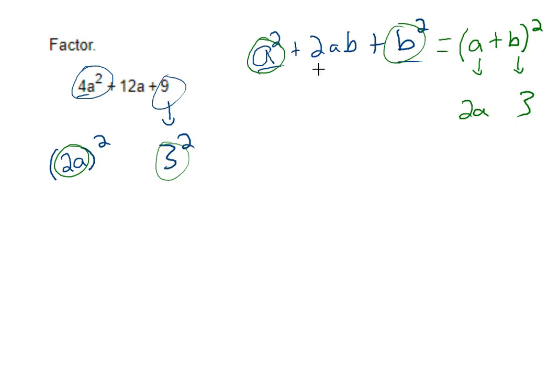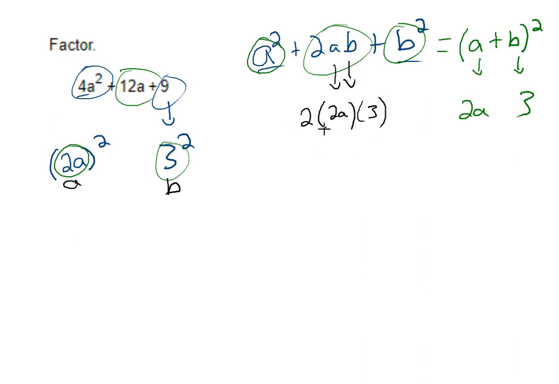Now, really, I should double check to make sure that the 12a matches up to the 2ab. The way you check that is you take whatever you have here for a and whatever you have here for b and plug it in to make sure that it matches up to 12a. So I have the 2, and then instead of a, I have a 2a in my problem. Instead of b, I have a 3. And when you multiply those together, it should match up to the middle term in your problem. As long as that happens, the formula is safe to use.